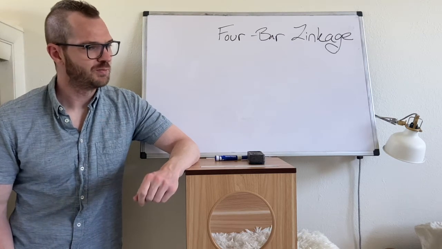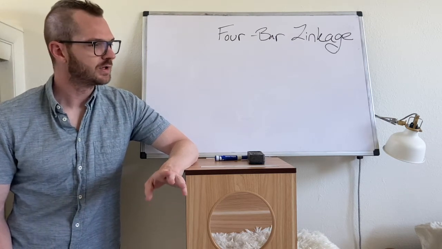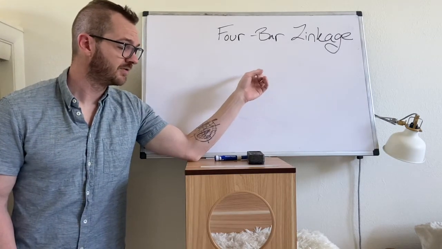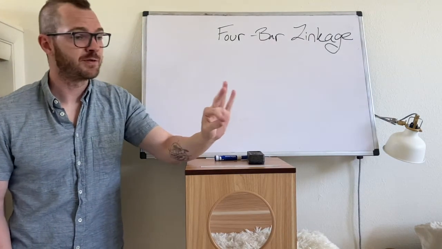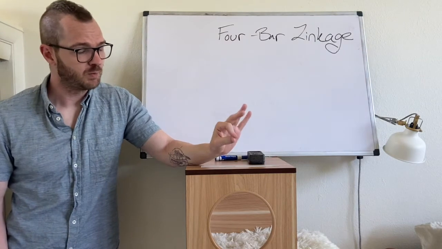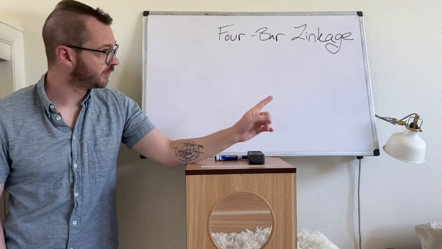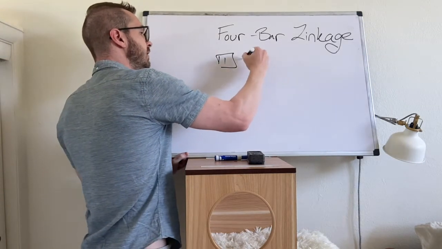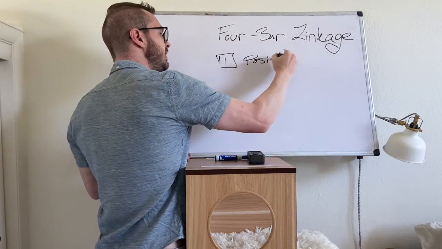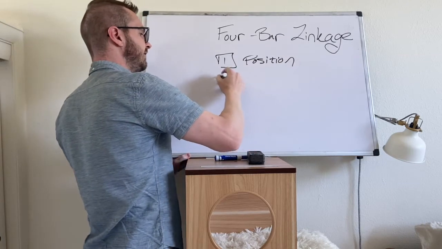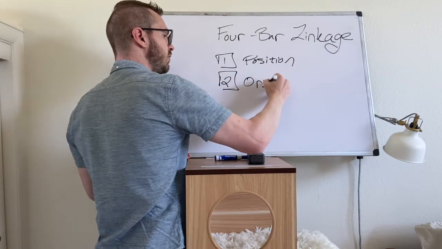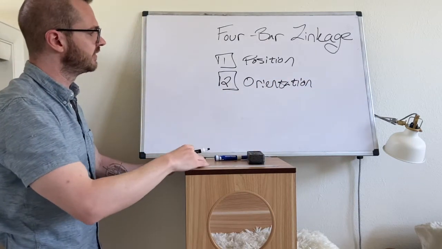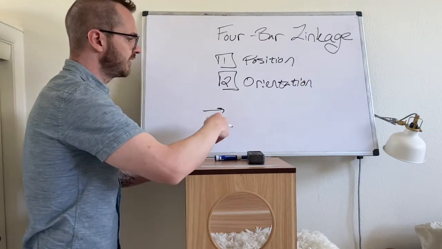Hey everyone, welcome back. In this video, we're going to look at a very specific mechanism called a four-bar linkage. This is a multi-body system. It's going to have three moving bodies. What we want to do is analyze the four-bar linkage for, first of all, position, and second, orientation.